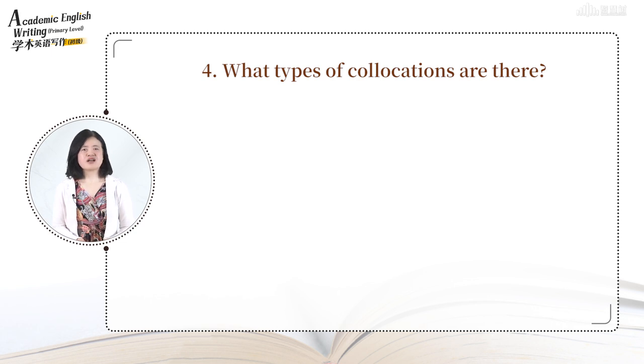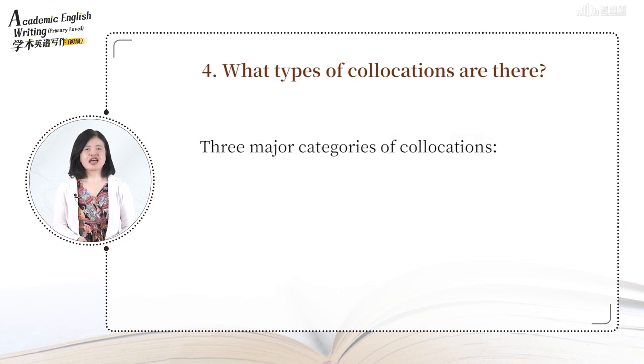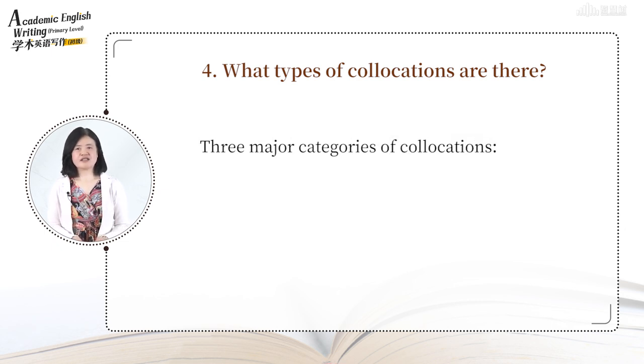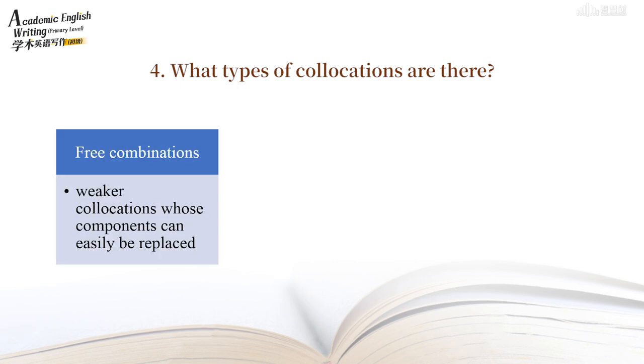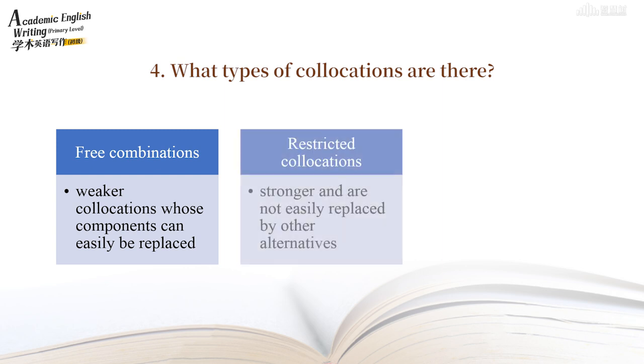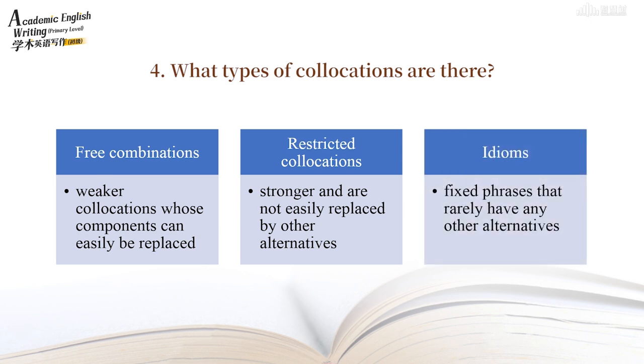Along the strong and weak collocation continuum, three major categories of collocations can be defined: free combinations, restricted collocations, and idioms. Free combinations are weaker collocations whose components can easily be replaced by other words. Restricted collocations are stronger, and the collocates are not easily replaced by other alternatives. Idioms are fixed phrases that rarely have any other alternatives. Some examples for each category are given below.